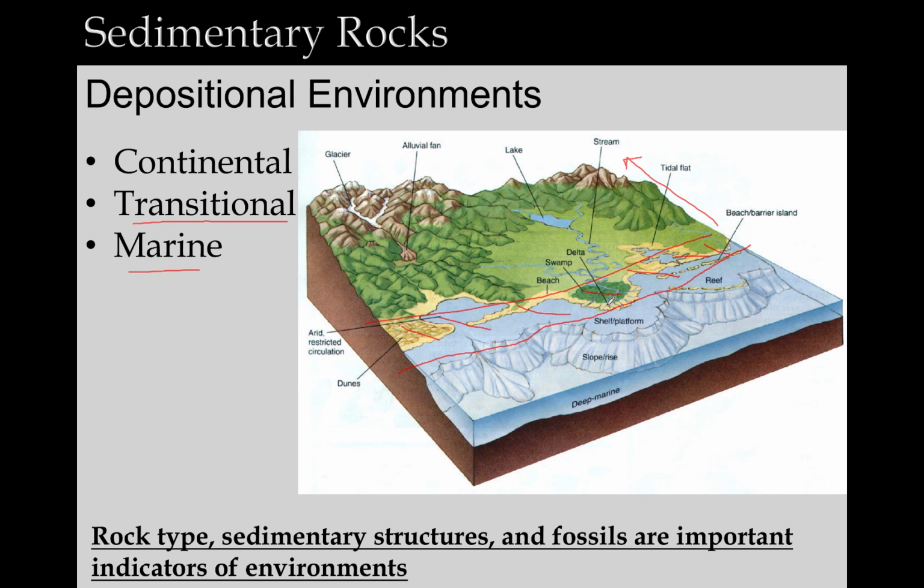So transitional environments might include the delta, beach, right along the shoreline, estuary or tidal flat, which is down here. Those are transitional environments. Reef, that's a marine environment. Shelf or platform, that's marine. Slope, rise, and deep marine, those are all marine environments. So those are depositional environments.